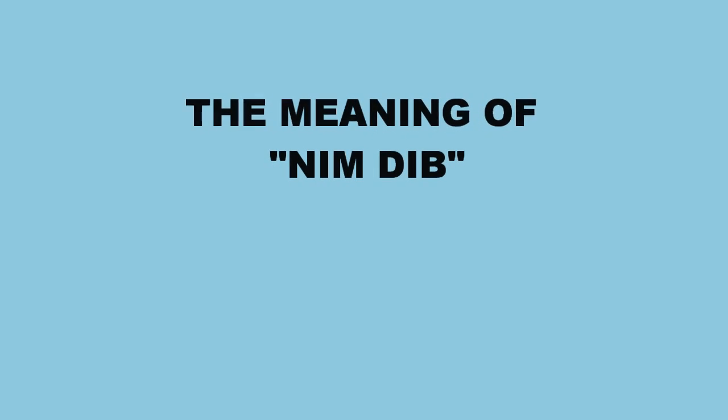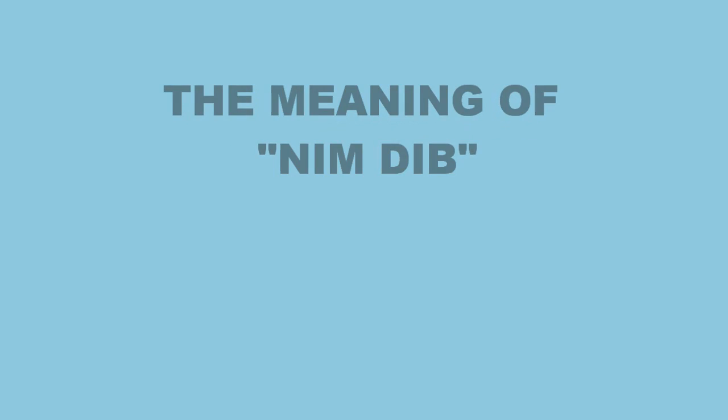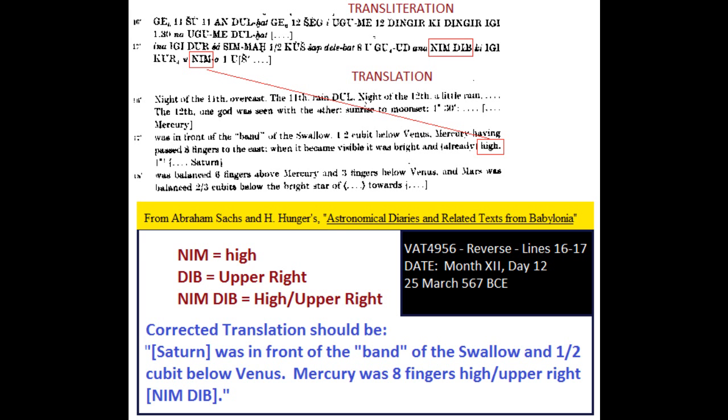First, we're going to look at the meaning of nim-dib. Nim means high, and dib means upper right, so nim-dib is a reference to the high upper right quadrant. And so this line should be translated: Saturn was in front of the band of the swallow and 1/2 cubit below Venus. Mercury was 8 fingers high above right, that is, of Saturn. This is translated by Hermann Hunger as being a reference to Mercury, but we're going to see by looking at the astrographs that this is not a reference to Mercury.